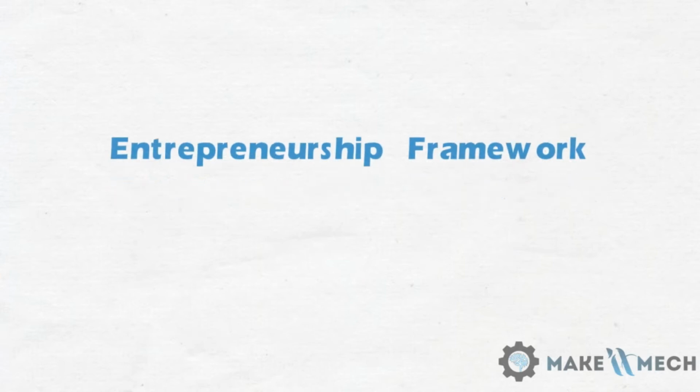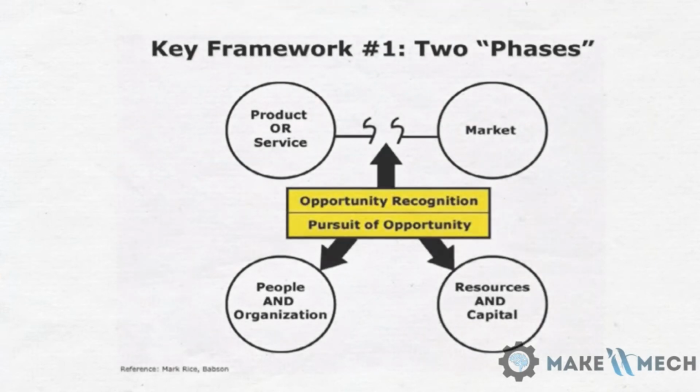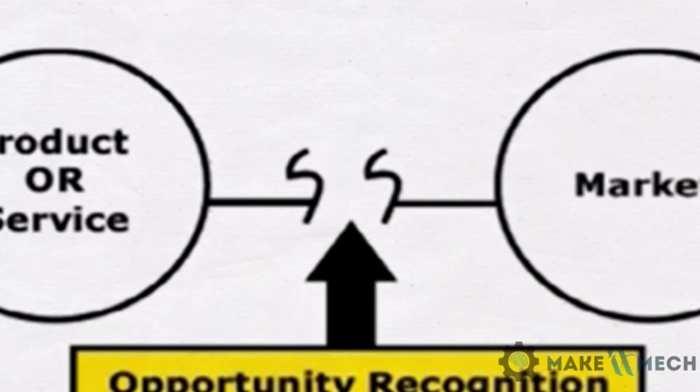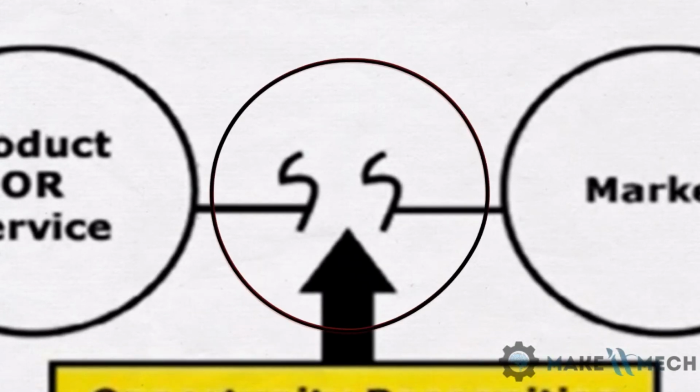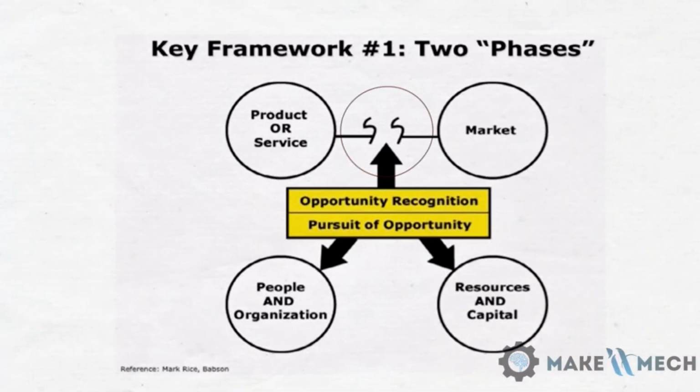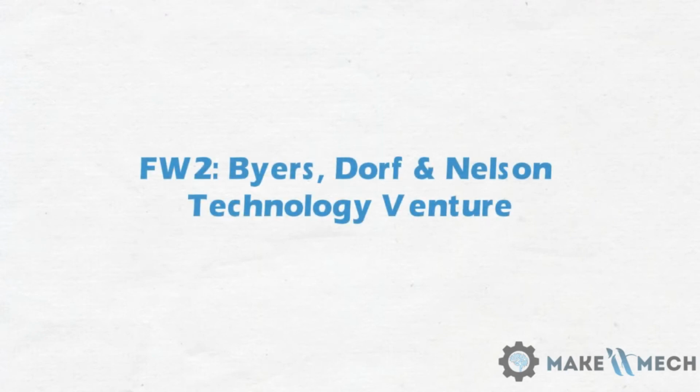Entrepreneurship frameworks. The first framework is called two phases: the opportunity recognition and pursuit of opportunity. Opportunity recognition is about finding the gap in the market, basically the problem that needs to be solved. Once you recognize the opportunity, then the second phase is pursuit of that opportunity through capital and resource people and organizations.